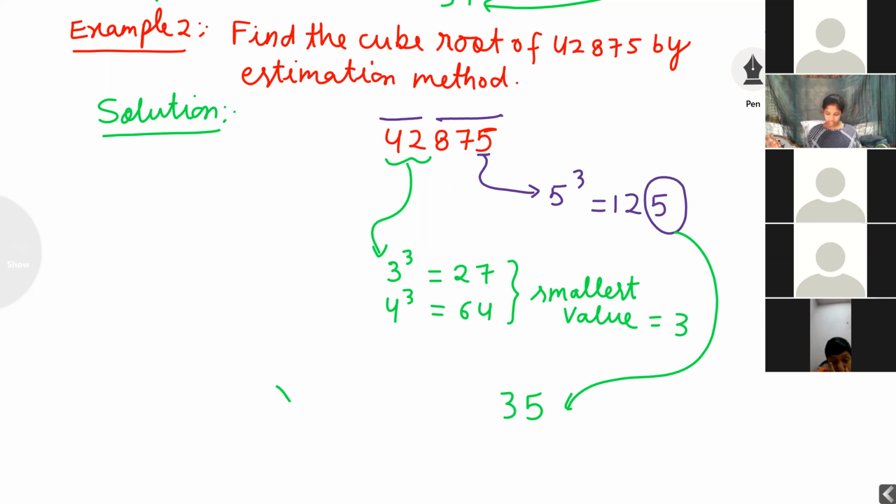Cube root of, don't forget to mention 3. 3 means cube root. If you are not mentioning 3, that is square root. Cube root of 42,875 is nearly equal to 35.